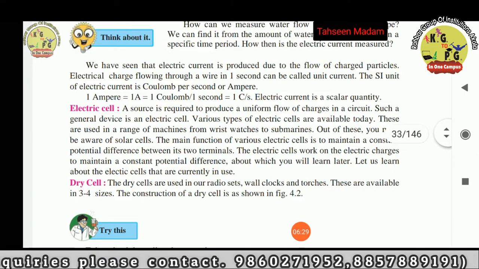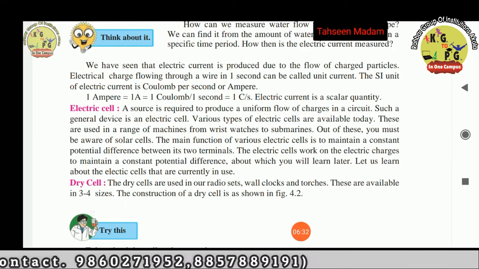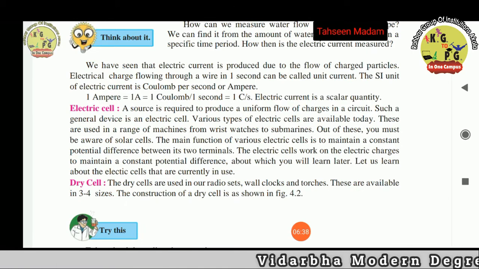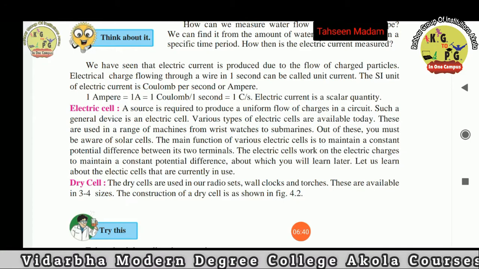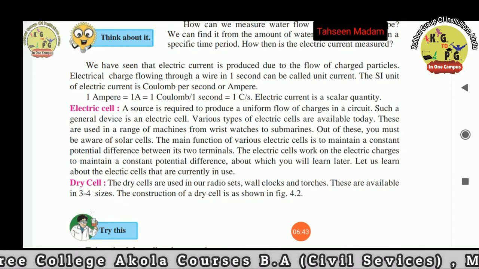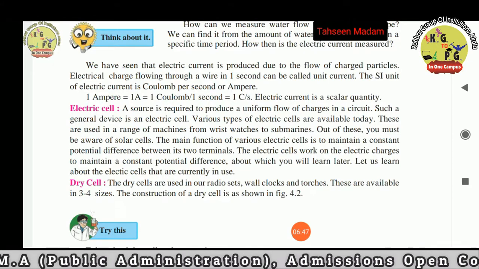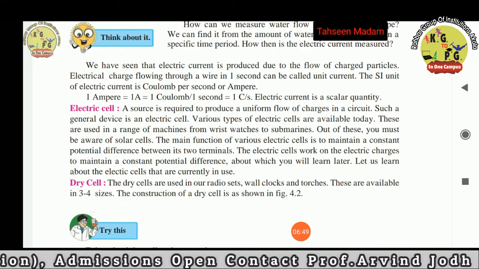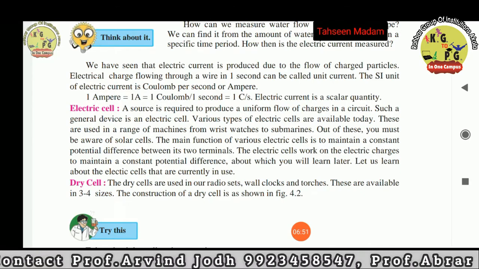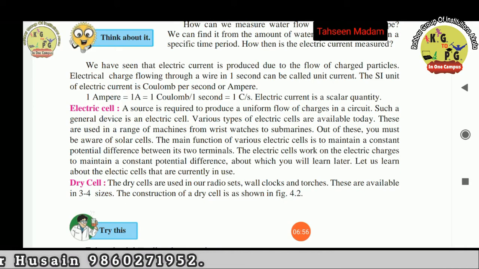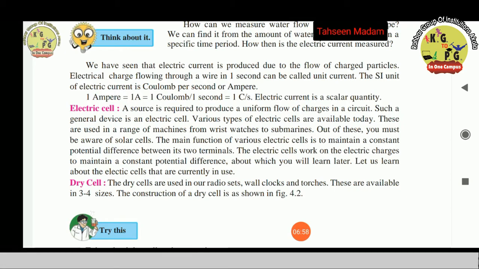We have seen that electric current is produced due to the flow of charged particles. Electrical charge flowing through a wire in 1 second can be called unit current. The SI unit of electric current is coulomb per second, or ampere. So 1 ampere, 1 A, is equal to 1 coulomb per 1 second, 1 C/s. Electric current is a scalar quantity.